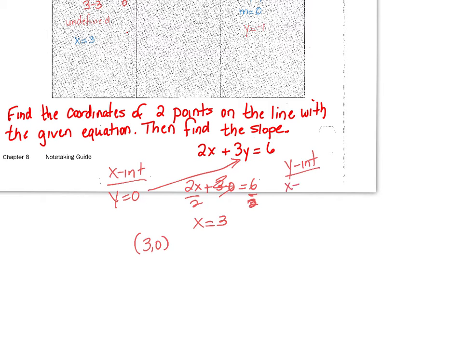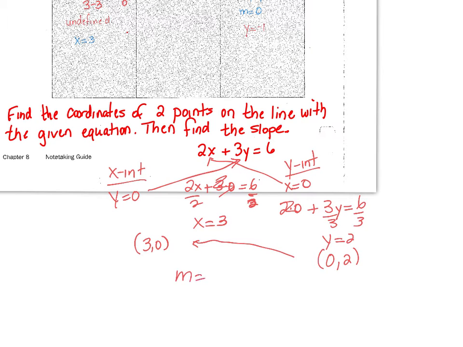Remember the y-intercept? X is equal to 0. So I plug in 0 there. So I have 2 times 0, which that goes away, plus 3y equals 6. Divide by 3, and y is equal to 2. That's another ordered pair. 0, 2. Now find the slope. Here are 2 points. So slope is going to be y minus y. So I'm going to take 0 minus 2 over, got to start here again, 3 minus 0. So I get the slope of negative 2/3.